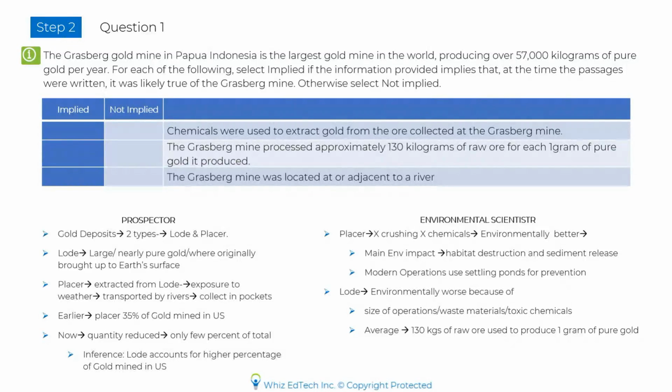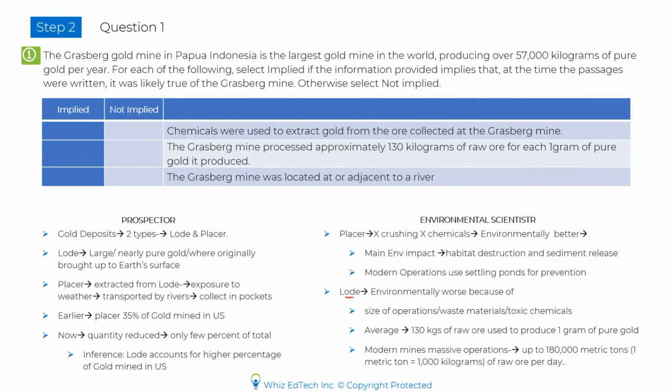And so you guys have all given your answers here. Let's solve this question. The Grasberg gold mine in Papua, okay, is the largest gold mine. Now, if it is the largest gold mine, then we know that it has to be the lode one, because lode, the size of operations is massive. Okay. Producing over 57,000 kilograms of pure gold per year.